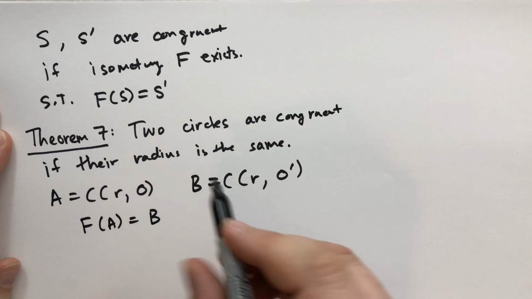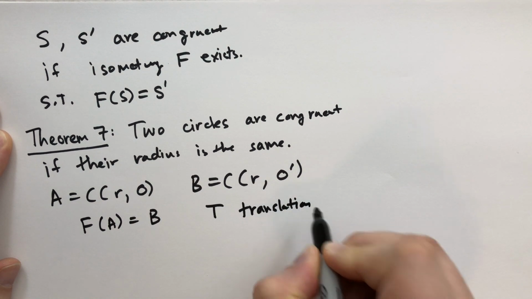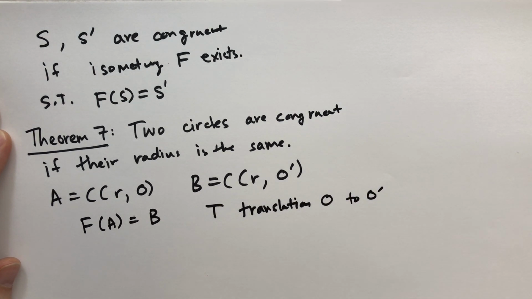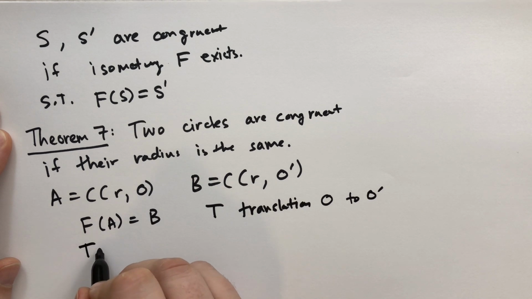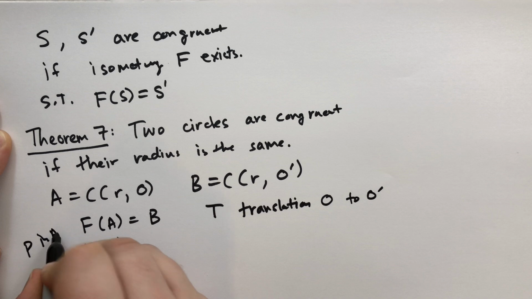We can think of a translation. So let's say T is a translation that takes O to O prime. And if we take T and apply that to some point P, where P is in A, and let's say Q is in B.